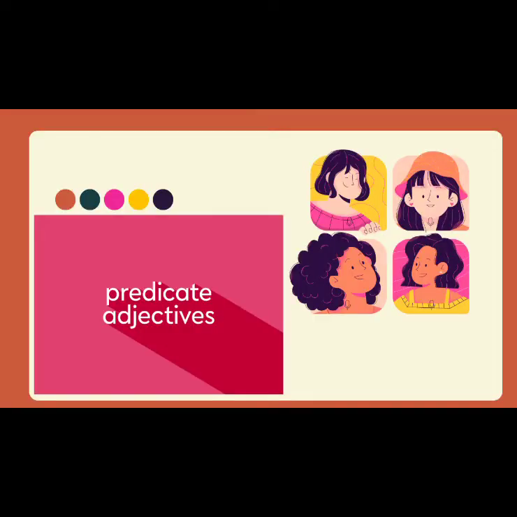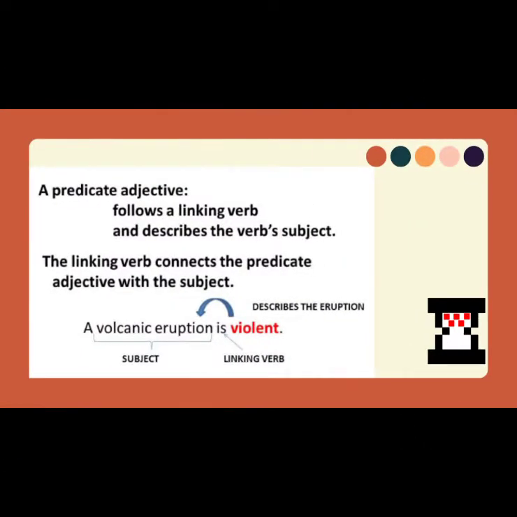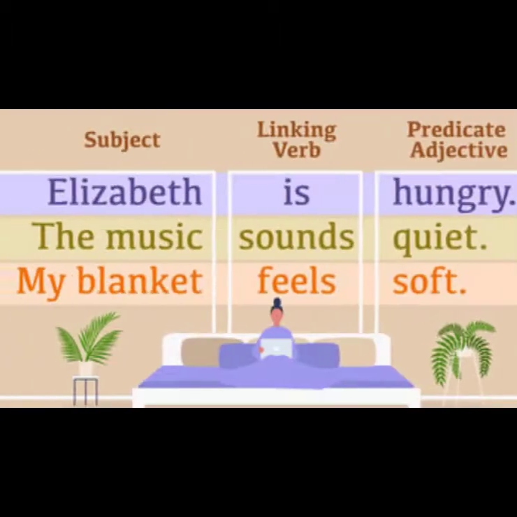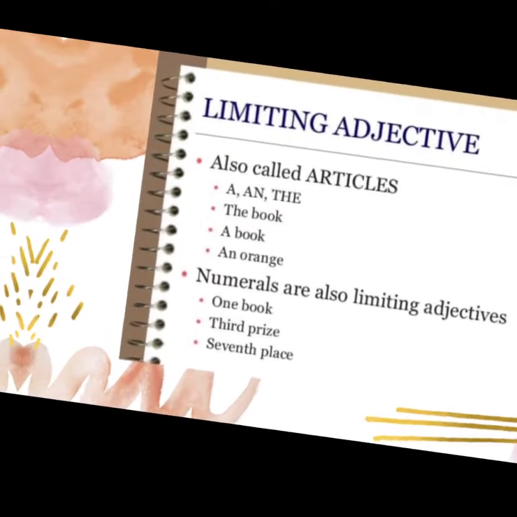Predicate adjectives. A predicate adjective follows a linking verb and describes the verb's subject. A linking verb connects the predicate adjective with the subject. Examples: Elizabeth is hungry. My blanket feels soft. Is and feels in both sentences are linking verbs connecting the predicate adjectives hungry and soft with the subjects Elizabeth and my blanket.